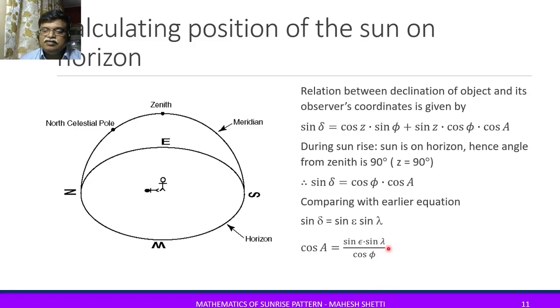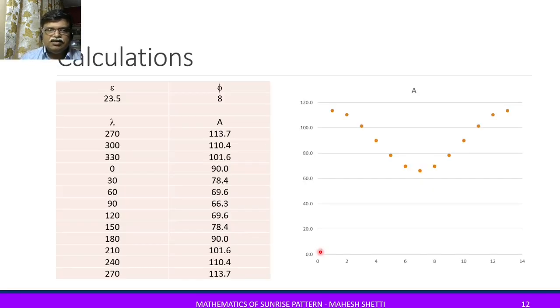As λ changes, A is going to change. ε is constant, and φ for a given place is constant, and therefore sin ε / cos φ is constant. What changes over the year is λ, and therefore the azimuth of rising is going to change. We can do the calculation and plot this. You can see the calculation here, with λ starting from the winter solstice at 270 degrees, then 300 degrees, and 330 degrees every next month. So every month λ changes by approximately 30 degrees, and then we see this kind of azimuth.